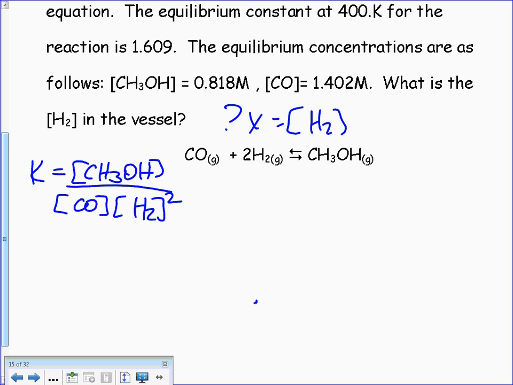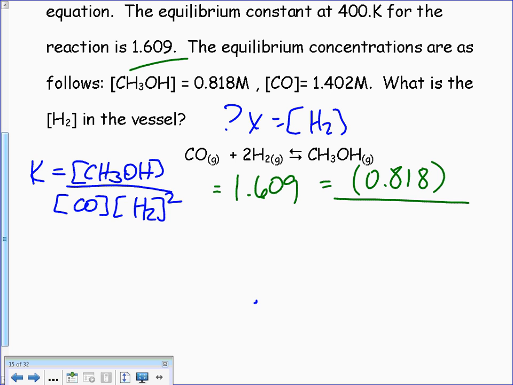So then let's just plug everything in and solve. What is this K number equal to? What's the value of K from the problem? 1.609. Okay, so that's 1.609, which is given to us in the problem. And then we're going to set that equal to 0.818 divided by, get your calculators out so I can make sure you're participating with me, because I want to make sure you plug in your calculator right. Yesterday we were struggling on that one.